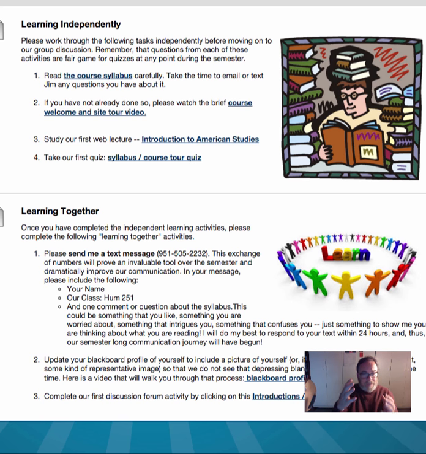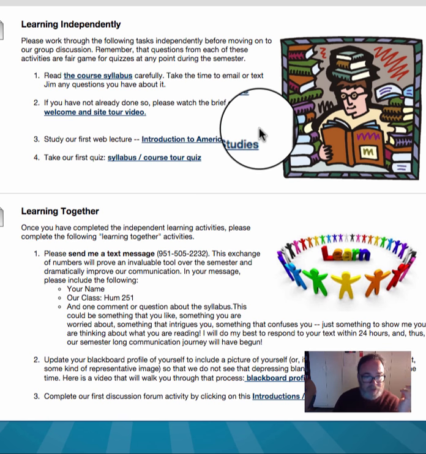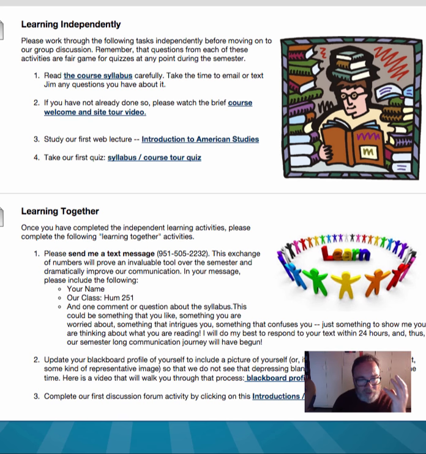So you can see there are both elements, learning independently, learning together. They're checklists for you. And if you click on these things, they take you to the task you need to complete. So at first, this may seem different, but I have found, and students have given me strong positive reviews about this structure. They like it because they say I can click on a day and it tells me everything I need to do by 11:59 p.m. on that day.